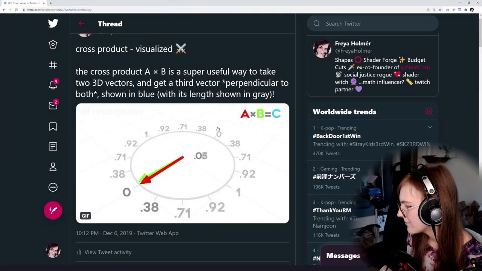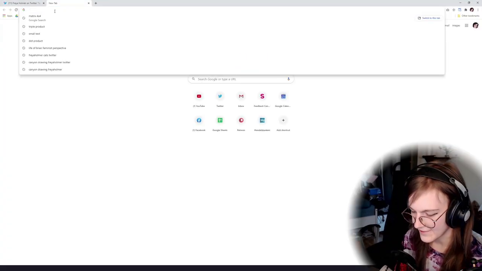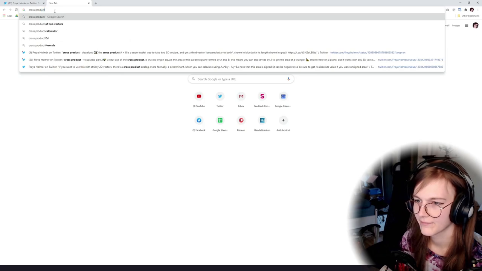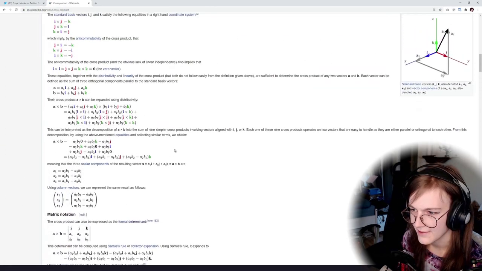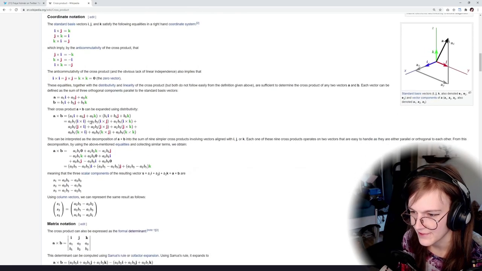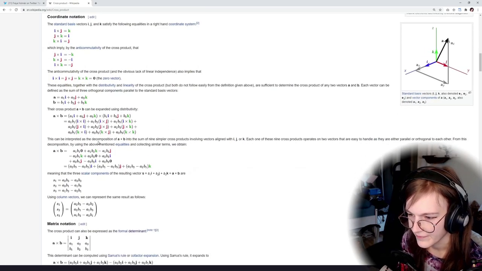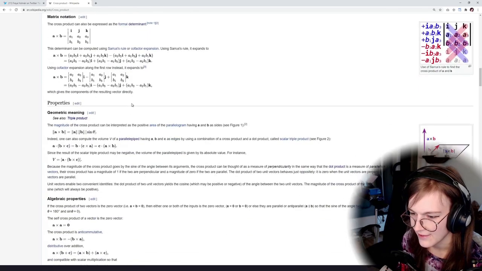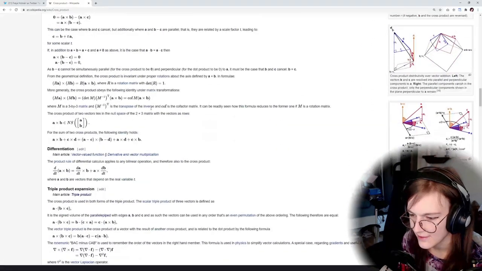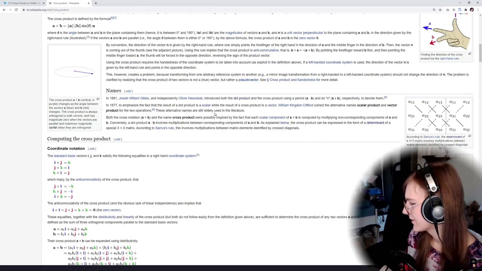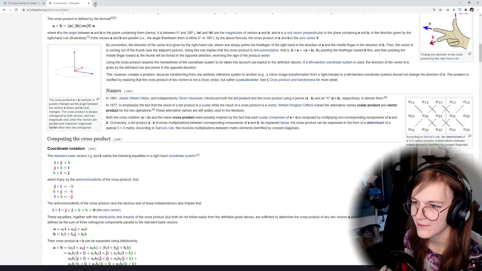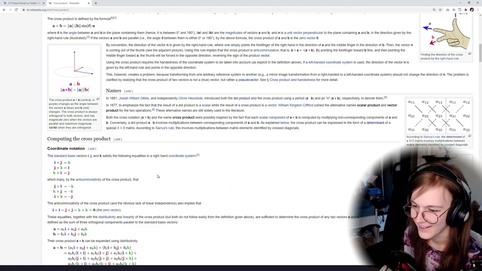How does cross product work mathematically? I have never memorized that one. Let's just look it up. There you go. Here's a bunch of symbols. This looks unnecessarily convoluted though. It's a bunch of matrix shenanigans. Go to Wikipedia for that.